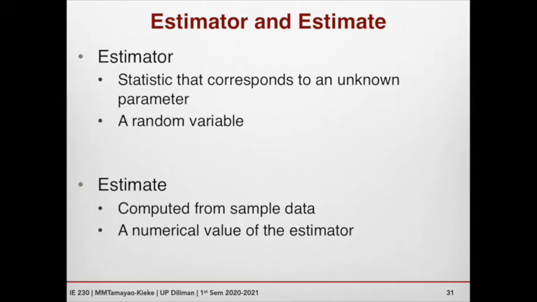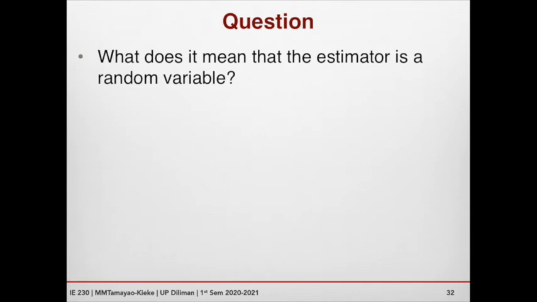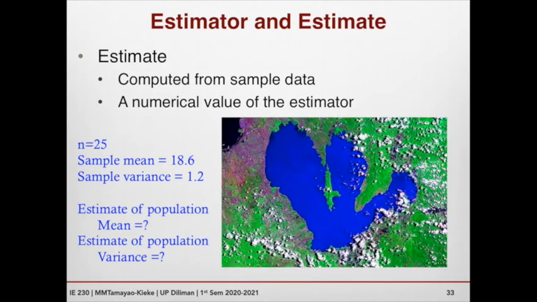You will encounter the terms estimator and estimate a lot in this course. Now, an estimator is a statistic that corresponds to an unknown parameter, and it is actually a random variable. For example, the sample mean is an estimator of the population mean. Now, before we define estimate, question: what does it mean that the estimator is a random variable? Think about this. Now, an estimate is a value that is computed from the sample data. It is a numerical value of the estimator.